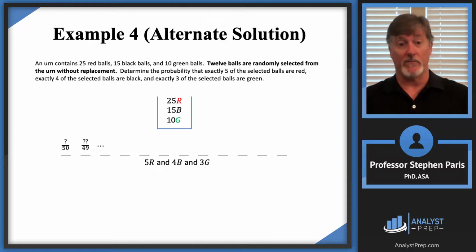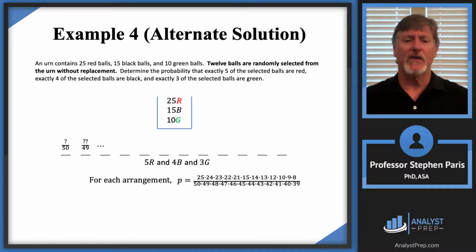I hope you see where I got that: 25 out of 50, because there were 5 red balls in there. So the numerator of one of those is a 25, and the numerator of the next one where there's a red is a 24, and so forth. I can go through the same argument for the black and the green balls, and then I see that for each arrangement, the probability of that particular arrangement is this ratio.